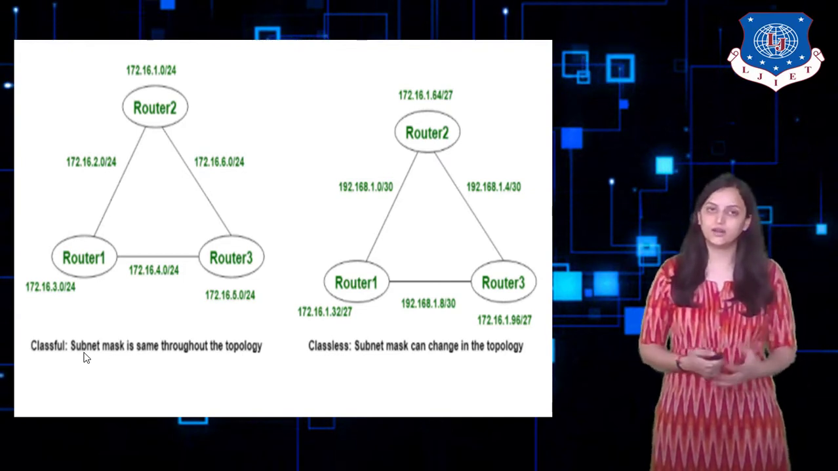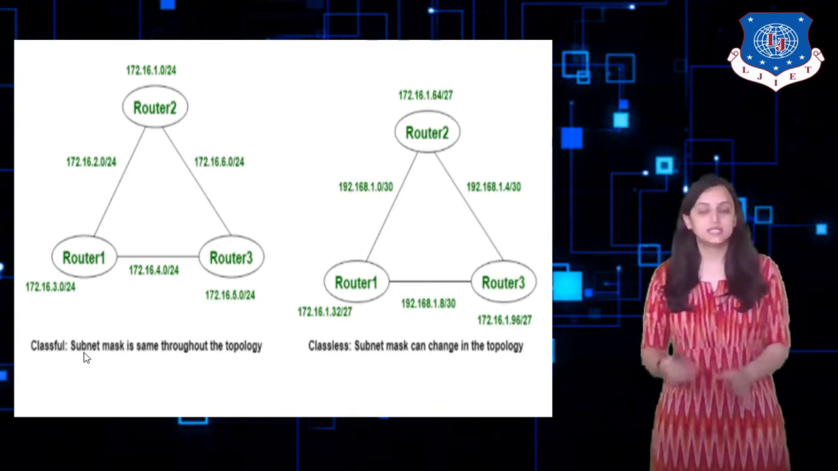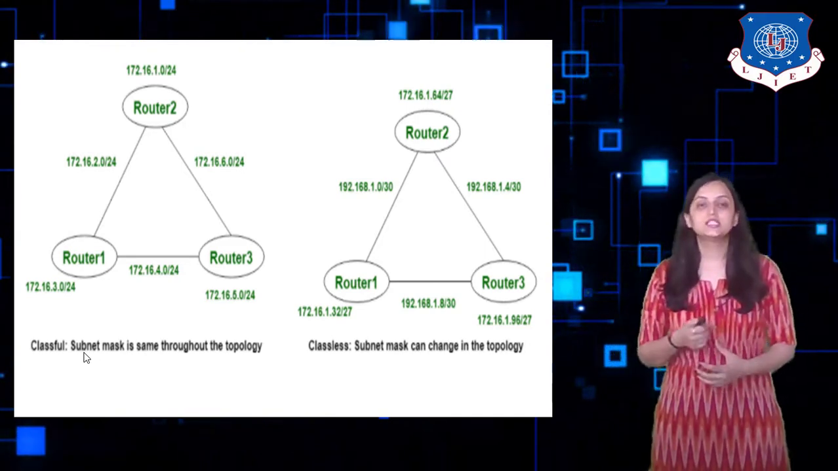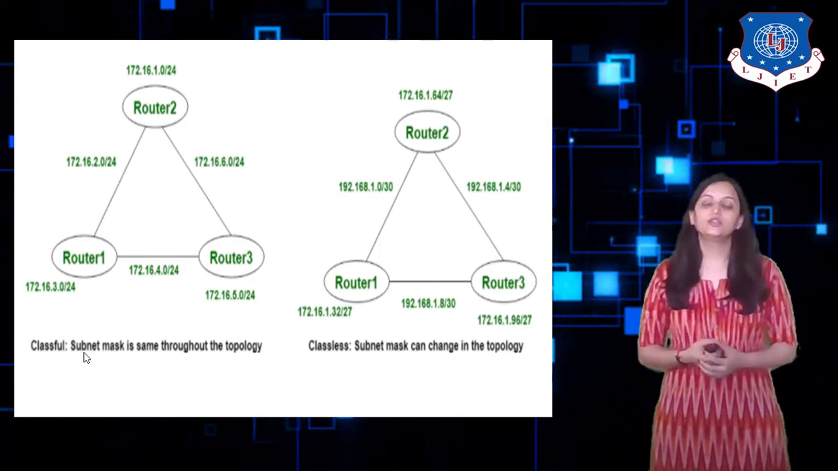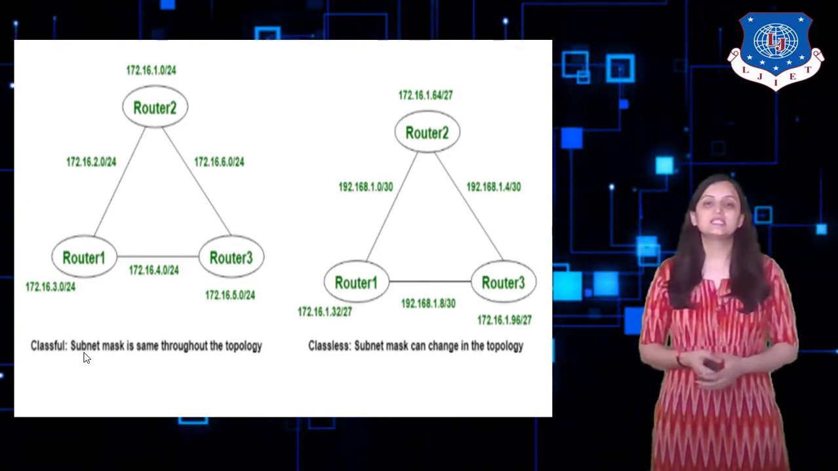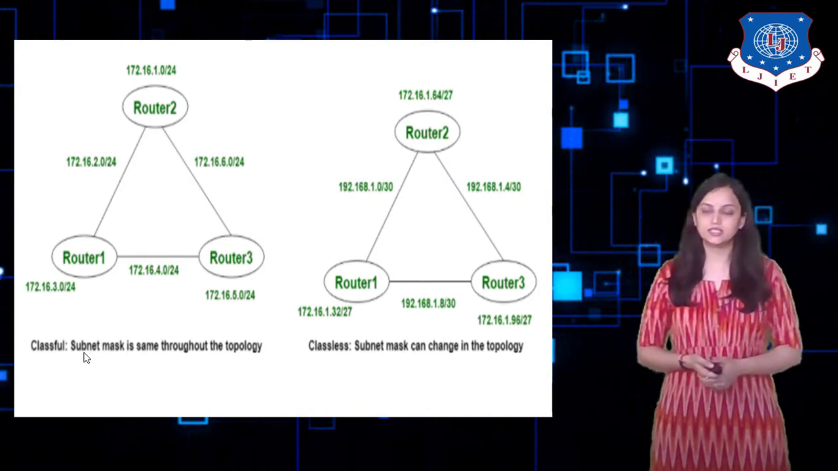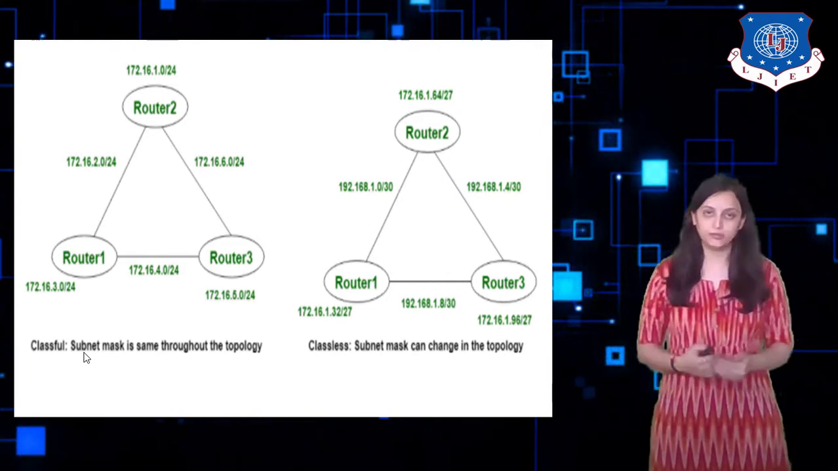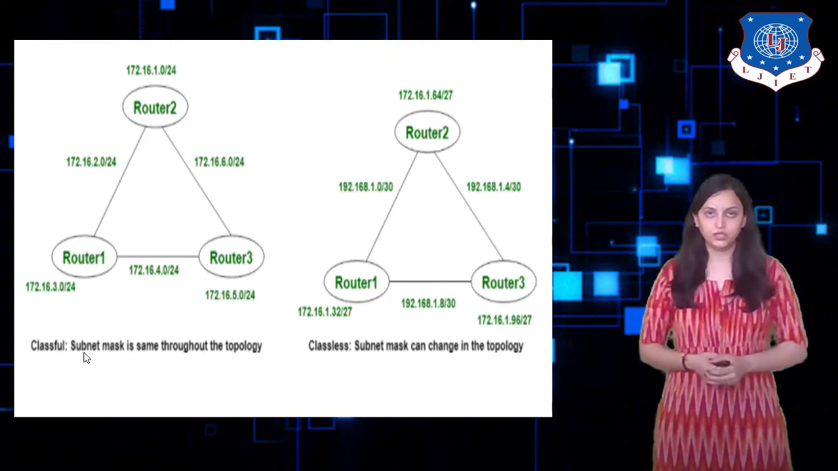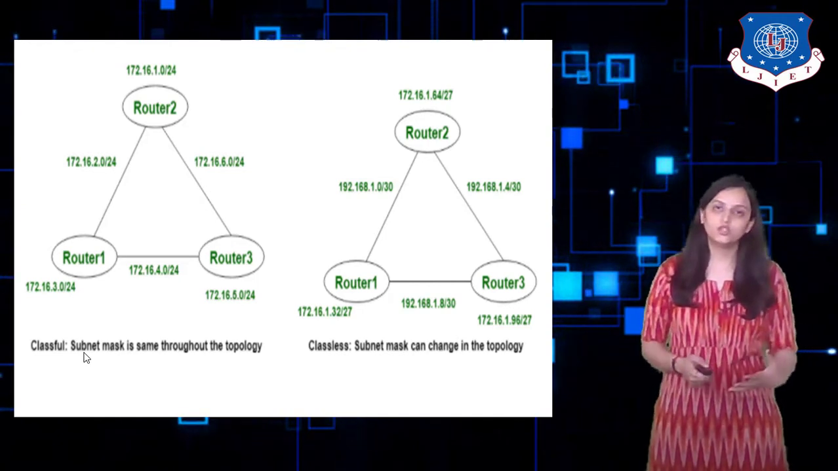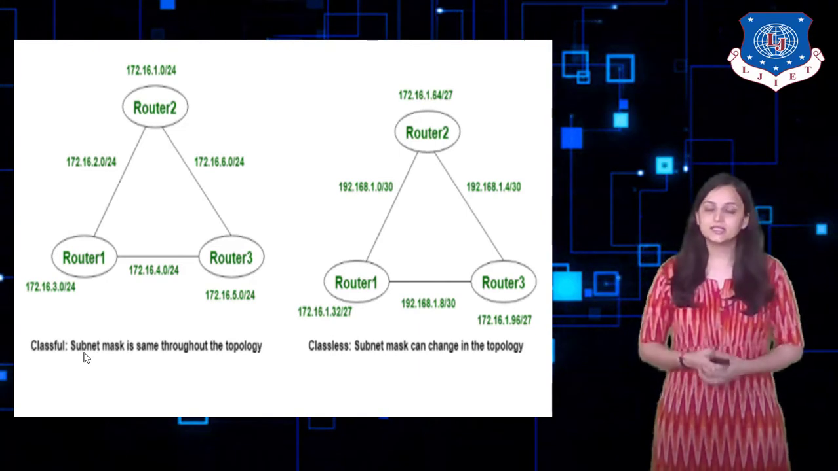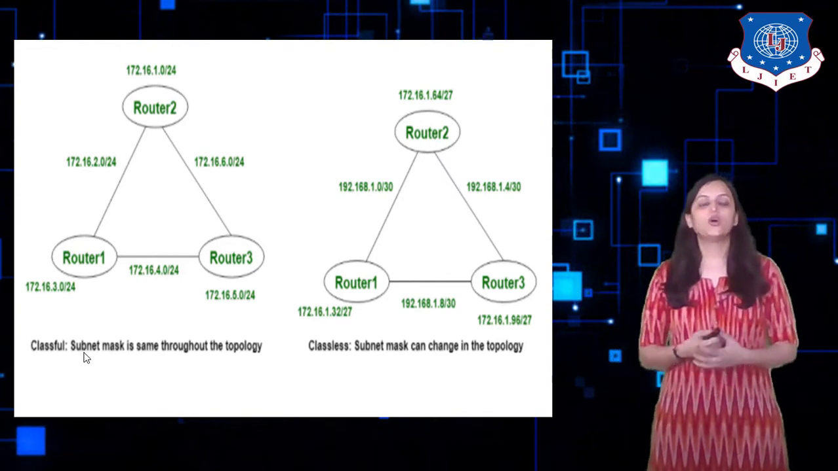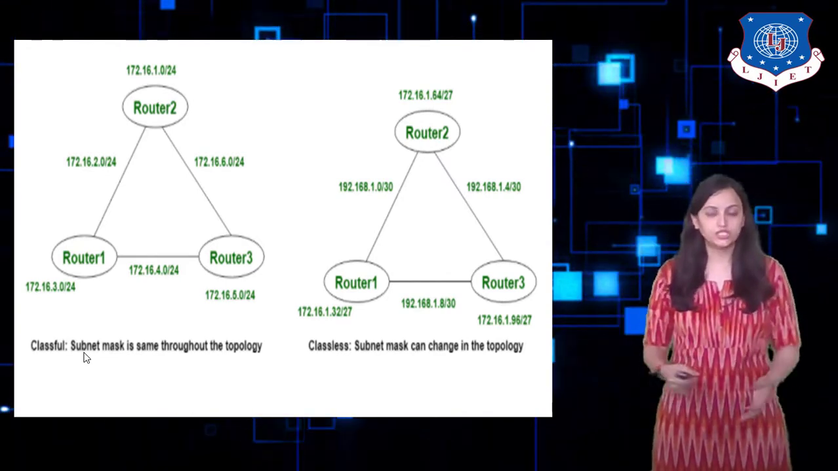Now in classful addressing, the subnet mask is the same throughout the topology as you can see, whereas in classless addressing, the subnet mask may change according to the network topology. So this is the biggest difference between classless and classful addressing. In classful addressing, the static IPs have the static subnet mask, that means a fixed subnet mask, which is not changed throughout the network. It is not changed according to network topology or network requirement. Whereas in classless addressing, the subnet mask can change based on the network topology for the particular network.